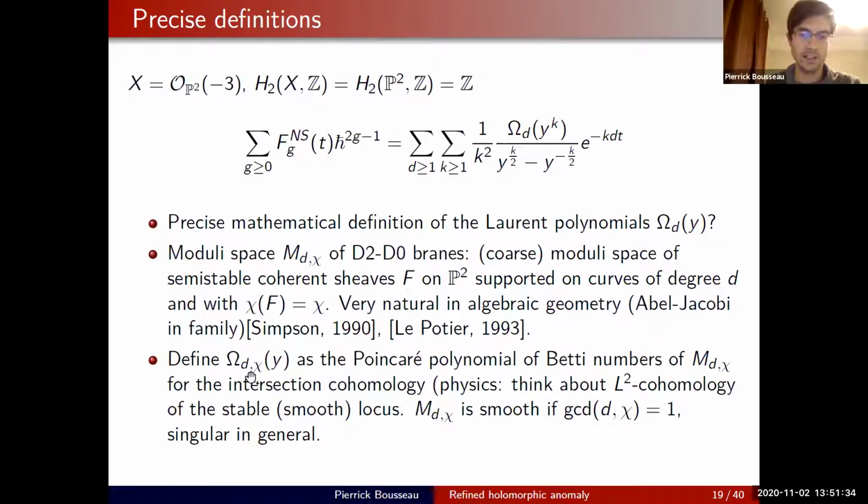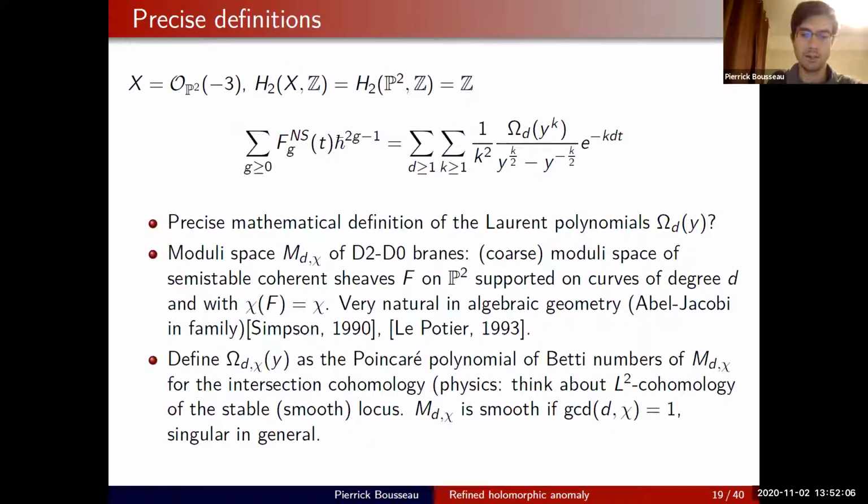Okay, so mathematically, we define this omega d of chi as just the Poincare polynomial, so just some polynomial in y where the coefficients are Betti numbers of your moduli space. And there is some slightly technical fact, which is that in general, these moduli spaces are singular. So if the moduli space is smooth, you consider ordinary cohomology. And if the moduli space is singular, you consider so-called intersection cohomology, which is some cohomology theory which is better behaved for singular spaces. For example, it always satisfies Poincare duality.